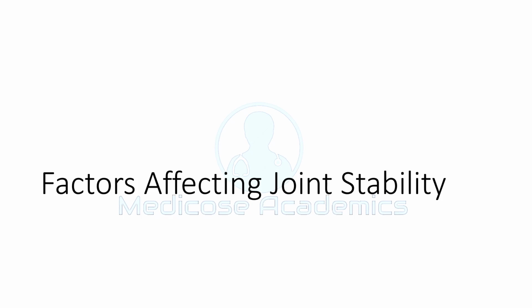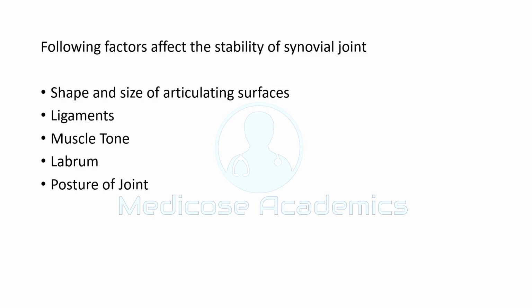Factors affecting stability of a joint. Memorize these 5 points. Whenever this question is asked in relation to any particular joint in gross anatomy, write under these 5 headings. The shape and size of the articulating surfaces. For example, acetabulum and head of femur, they are very much congruent and they are very much covering one another. So they provide a stable connection like this.